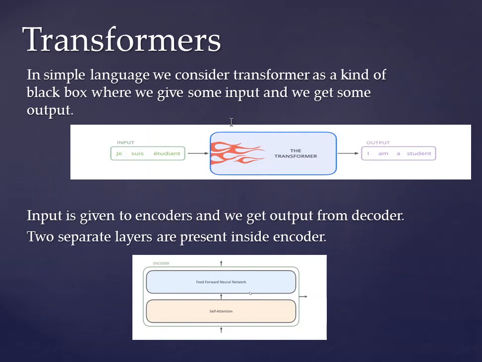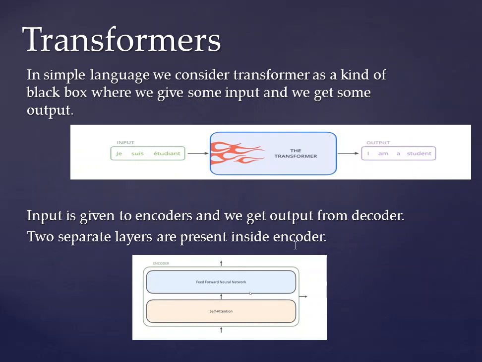So now coming on to transformers, in simple language, we consider the transformer as a kind of black box where we give some type of input and we get some kind of output, and in between is the transformer. This is a simple idea for considering it. Let us take an input of some language and we get the output of some other language.